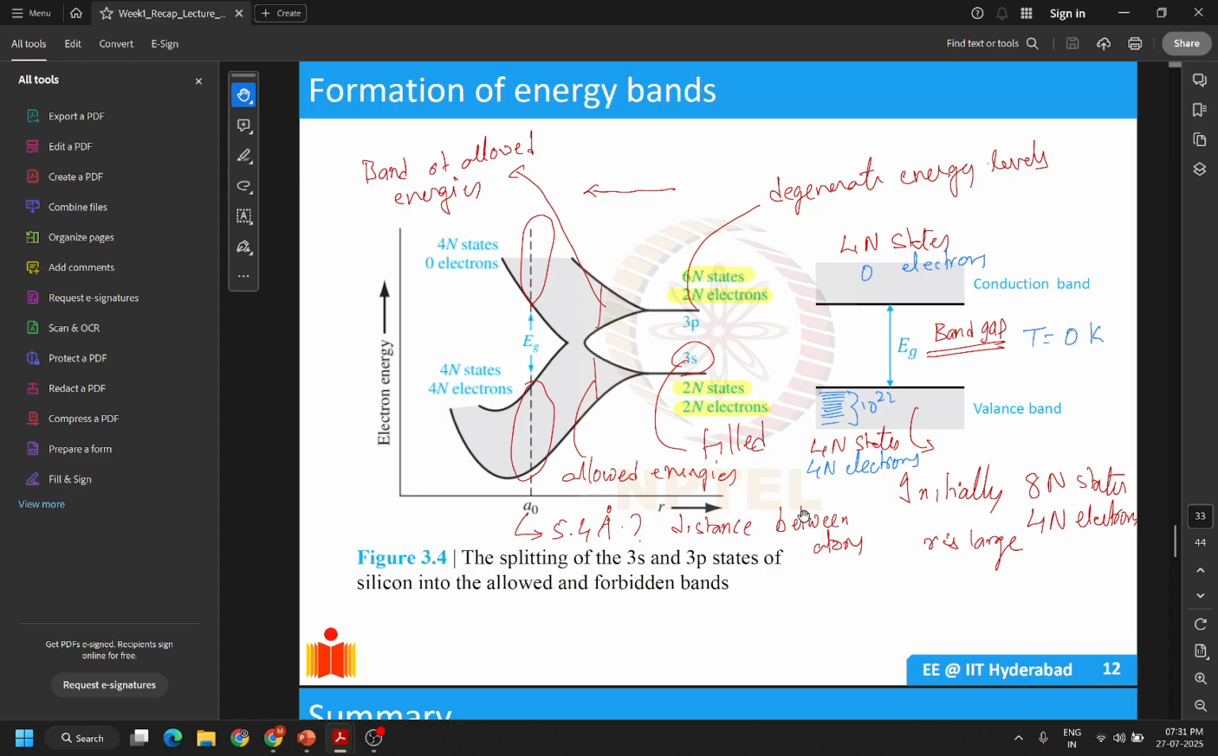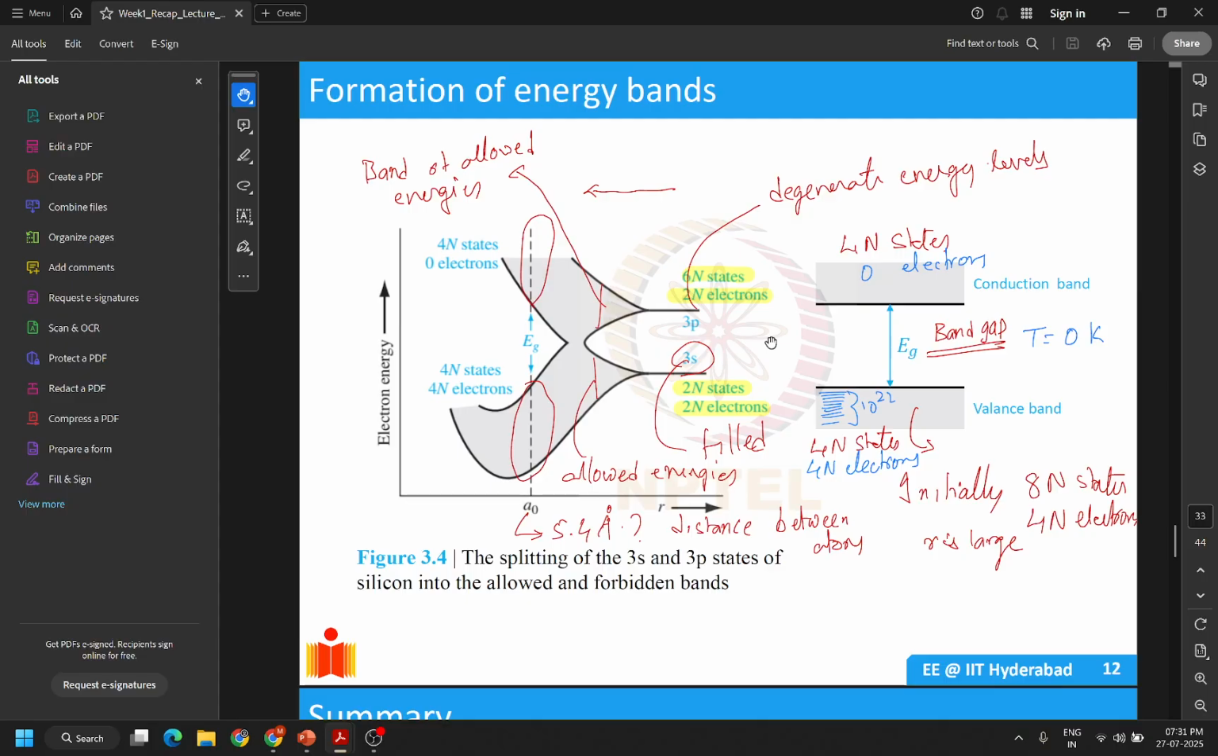This is how the change in energy states occurs as atoms are brought from infinitely far into a lattice. When they are infinitely far, the energy states are given by their normal atomic energy states, which are 3s and 3p, and each atom experiences the same wave function. So all the energy states are degenerate. That is, they are the same for all atoms.